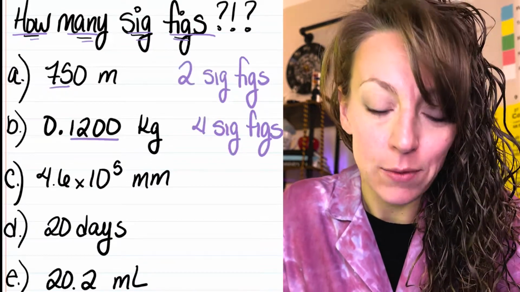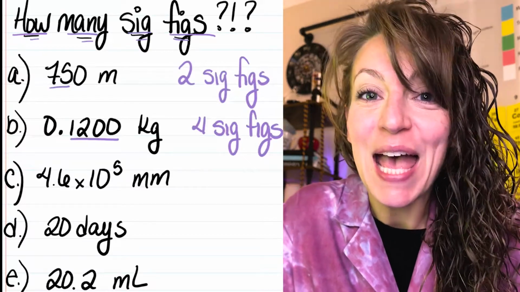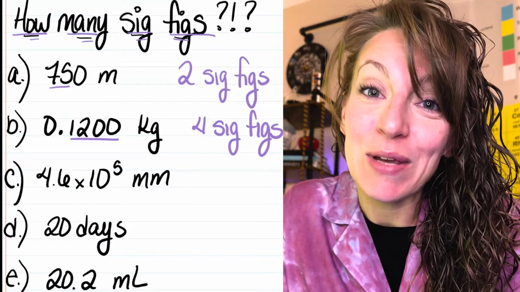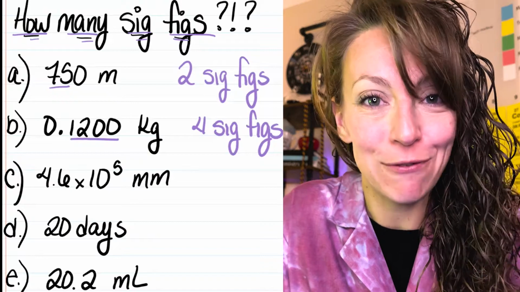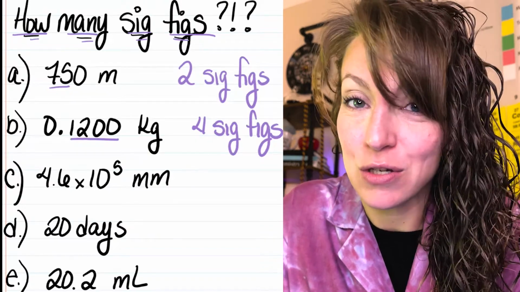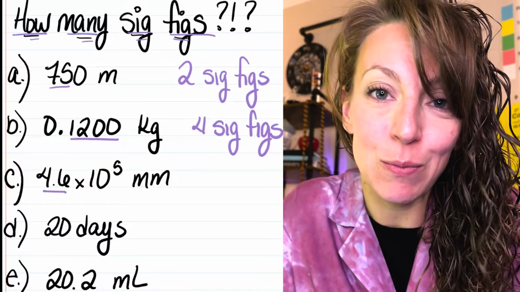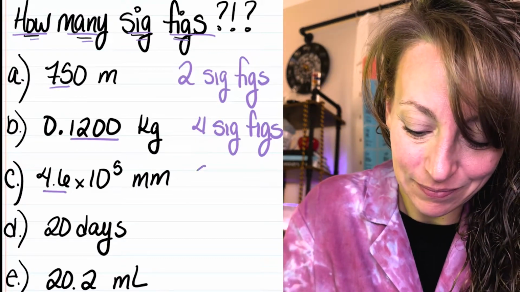In letter C, we have 4.6 times 10 to the 5th millimeters. Now, this measurement is written in scientific notation. So when we have a measurement written in scientific notation, we only count the sig figs in the number portion in front of the times 10 to part of that measurement. So here the 4 and the 6 are both non-zero digits, so they will be significant figures.